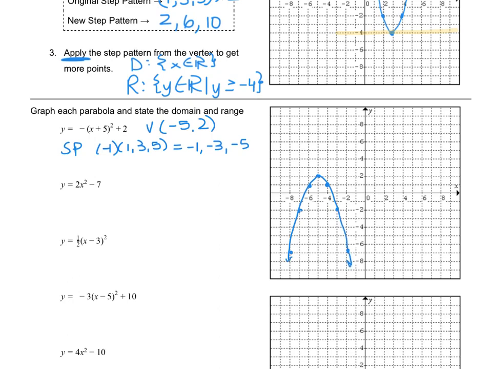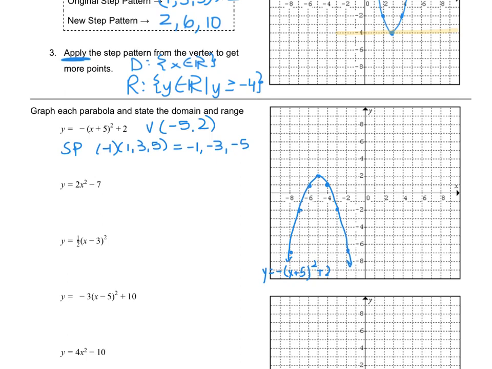And here I am going to label this parabola. Y equals negative (x plus 5) squared plus 2. And then a logic check. I hope my vertex is negative 5, 2. It is. Hopefully it opens down. It does. And it shouldn't look stretched or compressed. Great. Okay. Let's go to the next one.